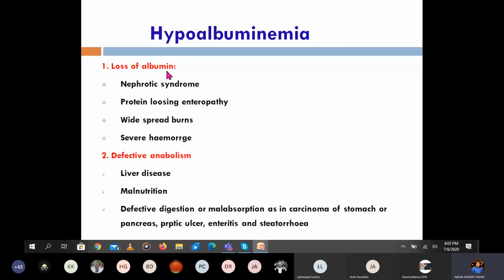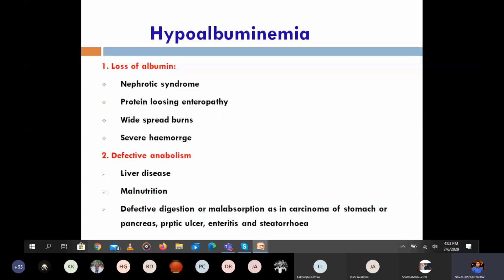So for decreased albumin, you can make three headings: loss of albumin, defective anabolism, and increased catabolism of proteins. The loss of albumin you can see in the case of nephrotic syndrome, protein losing enteropathy, burns, and severe hemorrhage. So in all these conditions, there is loss of albumin.